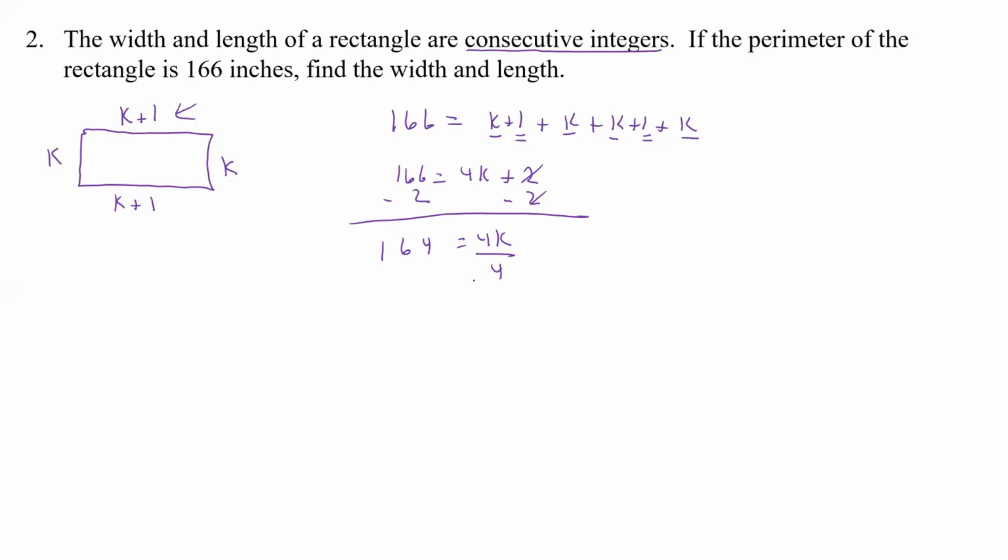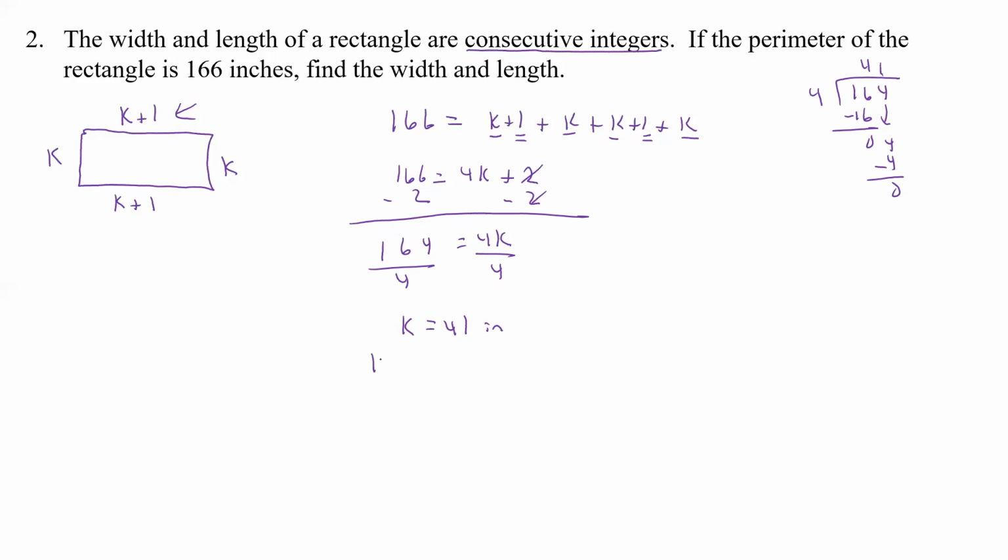Now we divide by 4 because it initially was 4 times k. And guess what? We get to do another division. 4 goes into 16 4 times, that's 16. Subtract, that's 0. Bring down our 4. 4 goes into that once, that's 4. Subtract, that's 0. And so k is equal to 41. That's going to be inches.